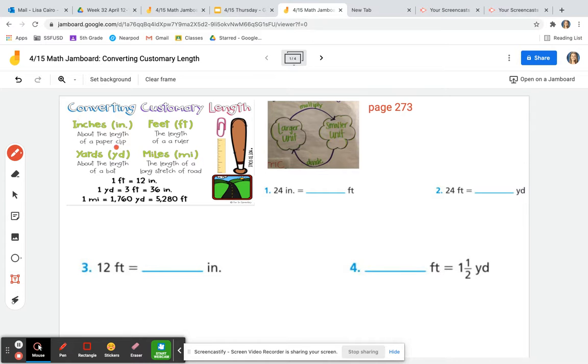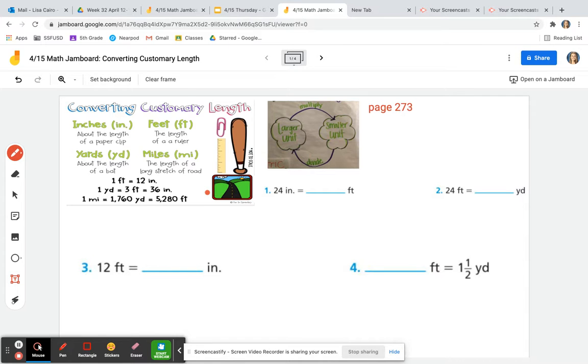So when you think of 1 inch, think of about the length of a paper clip. 1 foot, think about the length of a ruler. 1 yard, think about the length of a baseball bat. And then a mile, think about the length of a long stretch of road. From Spruce Elementary School to Orange Park is about 1 mile. So think about if you've ever walked from school to Orange Park or driven that distance, that's about 1 mile long.